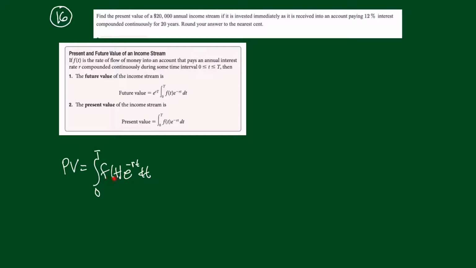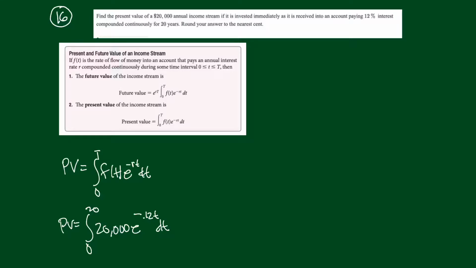f of t is the function at which the amount comes in. It says right here, f of t is the rate of flow, and our rate of flow is just a constant $20,000. So let's get our numbers in here. We're going to have PV equals the integral from 0 to 20, because we're going for 20 years, of $20,000 e to the negative 0.12t dt.